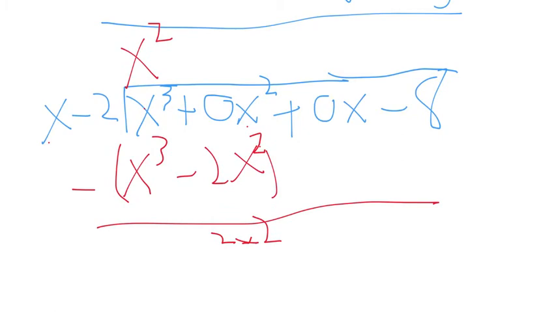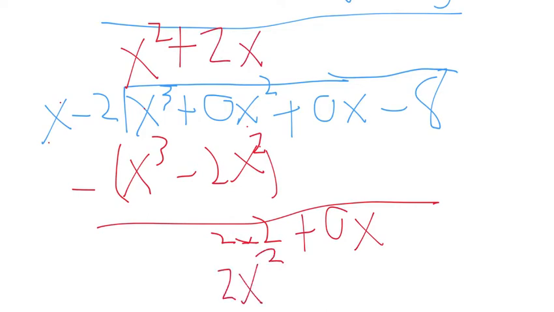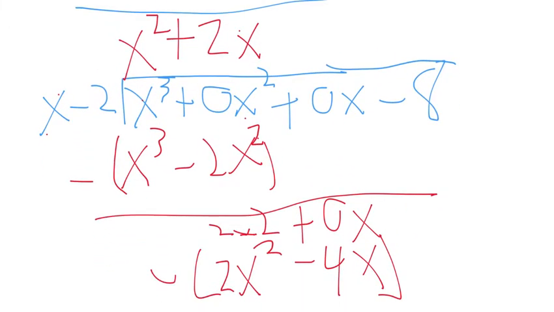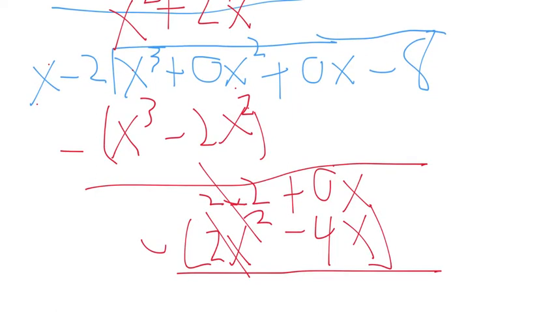Alright, so now let's bring down your 0x. We multiply x by 2x to get 2x to the second. 2x times minus 2 would be minus 4x. So now if we subtract, that gives us, those cancel out, 0 minus negative 4x would be positive 4x, then minus 8.